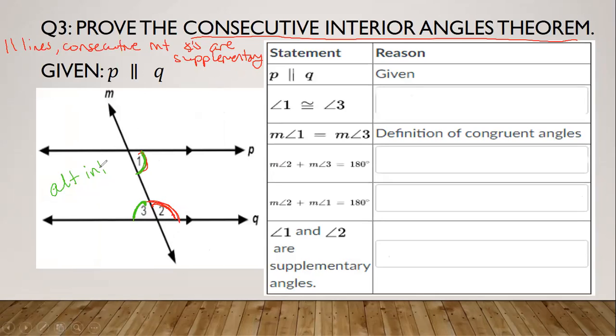Angle 1 and angle 3 are alternate interior angles, which means that with parallel lines, they are congruent. So that means we can make the statement that angle 1 and angle 3 are congruent because of the alternate interior angles theorem. Okay.